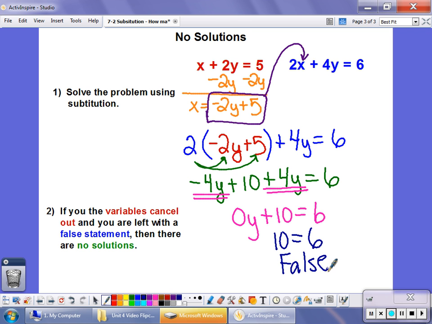When you solve a problem and you find out that your variables cancel out and the number sentence you're left with is false, that means there are no solutions to this problem. No solutions.